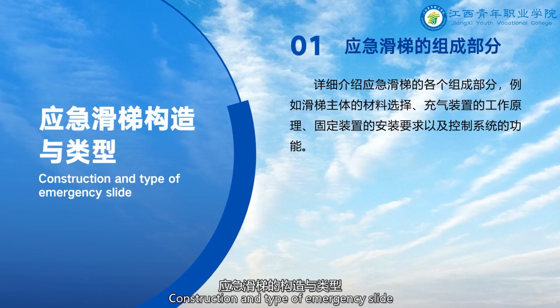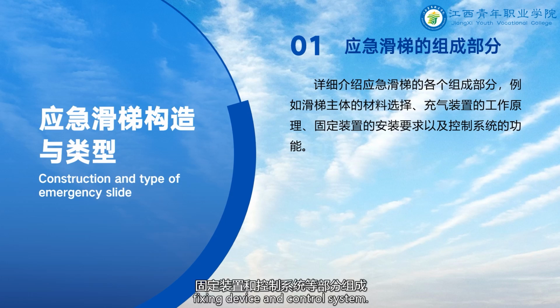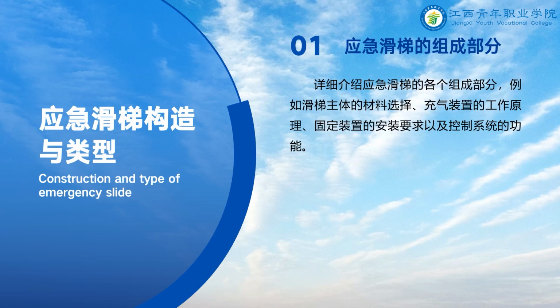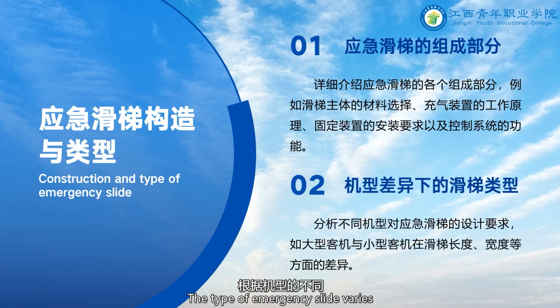Construction and type of emergency slide. An emergency slide is usually composed of the slide body, gas filling device, fixing device and control system. The type of emergency slide varies depending on the model, but the basic principle of operation is similar.